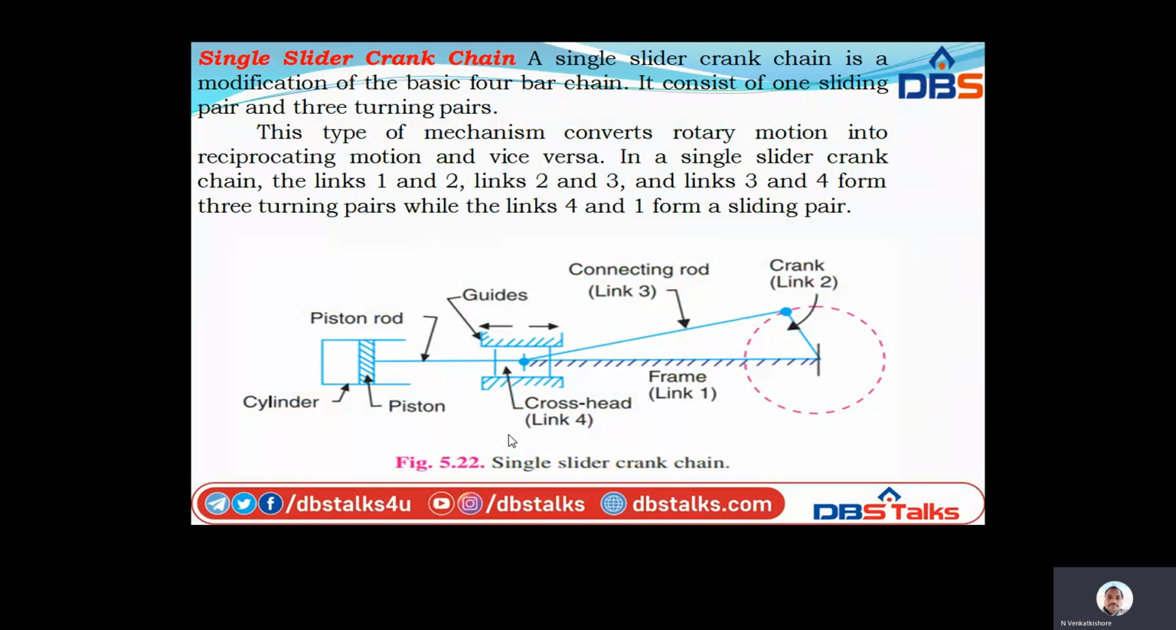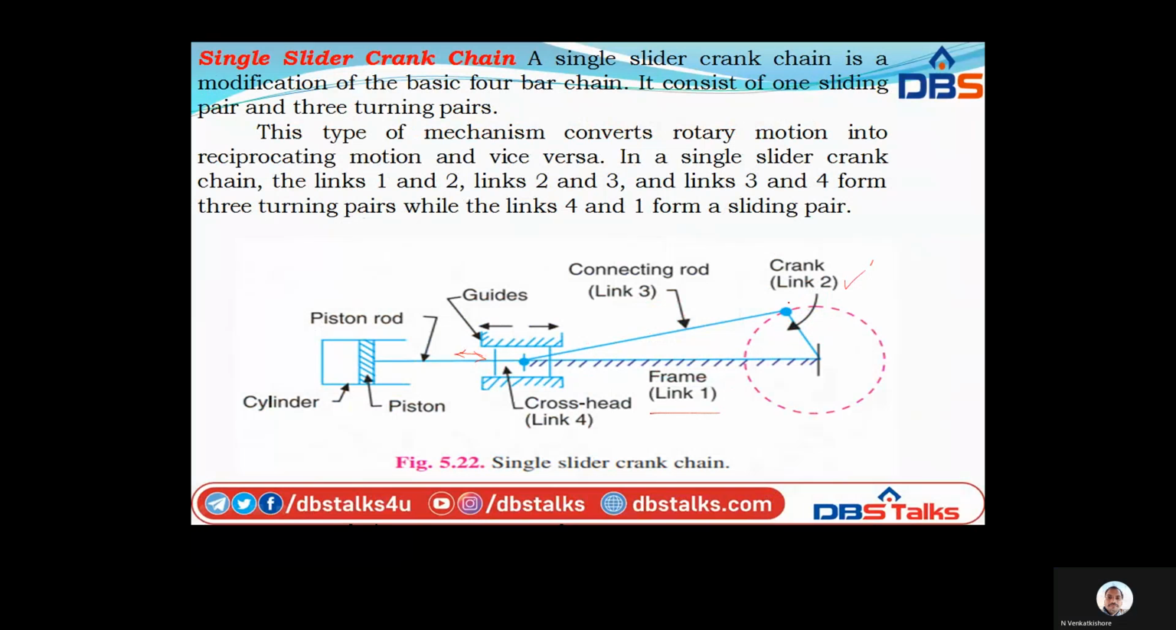So in a slider crank mechanism, this is a schematic diagram of a slider crank mechanism. In this, the links 1 and 2: 1 is called the fixed link and 2 is called the crank. 1 and 2 is rotating, and 2, 3 and 4 form the turning pairs, and at the same time 1 and 4 form the sliding pair. Sliding means it has a fixed direction, so this is called the sliding pair, 4 and 1, and 1 and 2, this is called the crank.